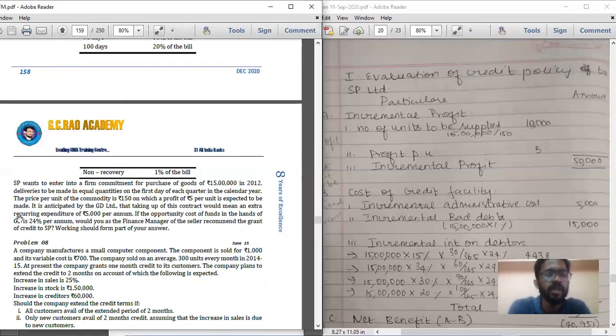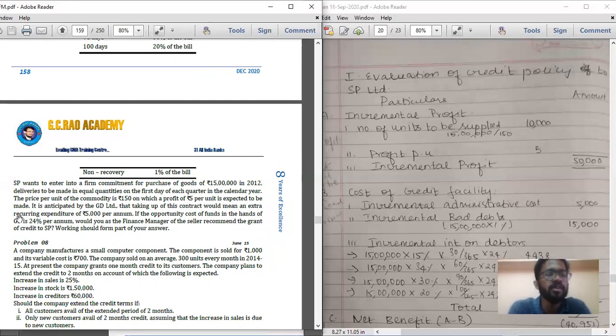I want to purchase 15 lakh rupees product, and deliveries to be made in equal quantities on the first day of each quarter in the calendar year. The price per unit of the commodity is 150 rupees, on which a profit of 5 per unit is expected to be made. That is, the remaining 145 is the cost. It is anticipated by GD Limited that taking up this contract would mean an extra recurring expenditure of 5,000 per annum. I am incurring extra 5,000 expenditure in order to take up this extension of credit.